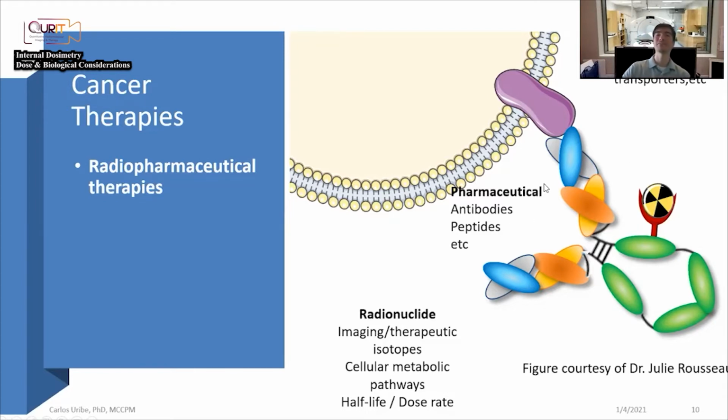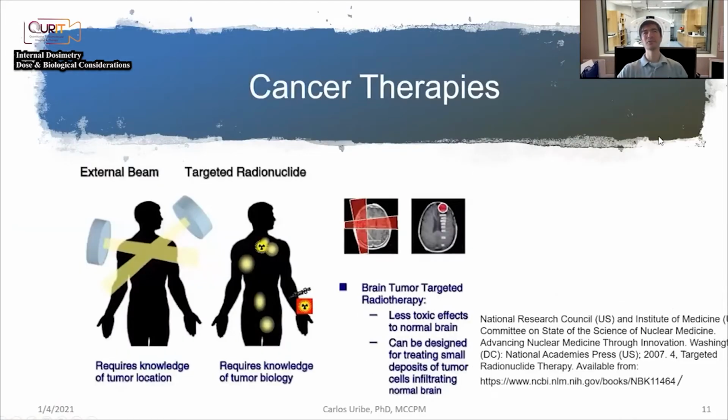So when we inject this radiopharmaceutical, it will bind to the prostate cancer cells, or to the cells that we're trying to target, and then the radiation will hopefully cause some effect and we'll be able to destroy the cancer cell. So let's compare that to radiation therapies.